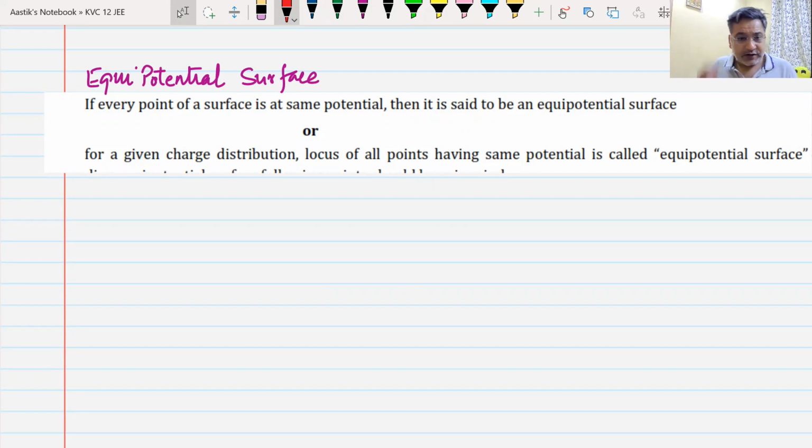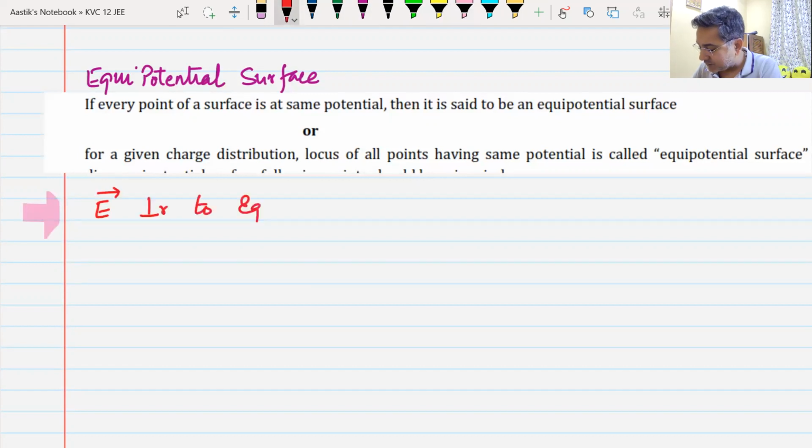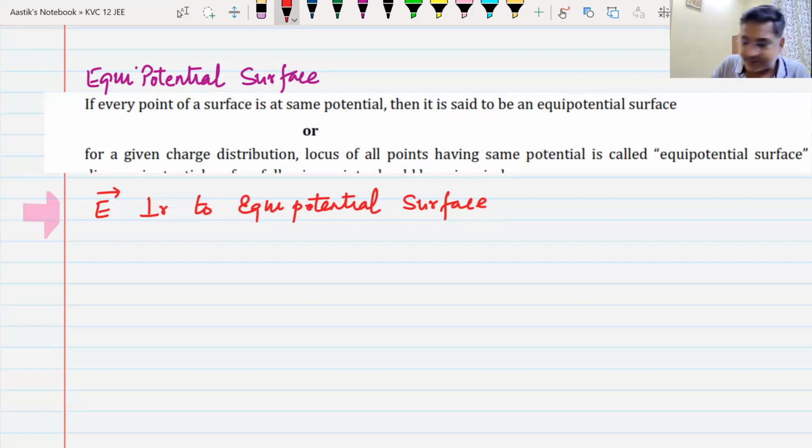Now, what you have got to remember about equipotential surfaces? The first point that you must remember: electric field is perpendicular to an equipotential surface. Do we know this? Yes or no? Electric field is perpendicular to an equipotential surface.